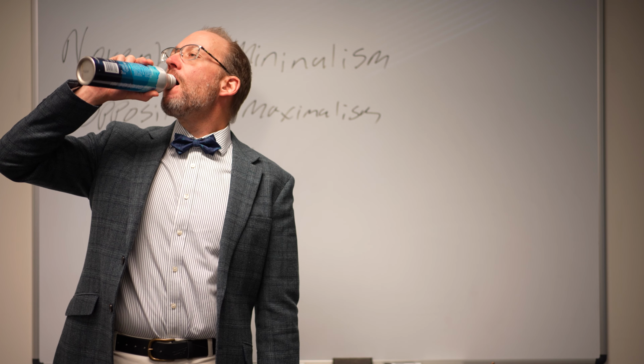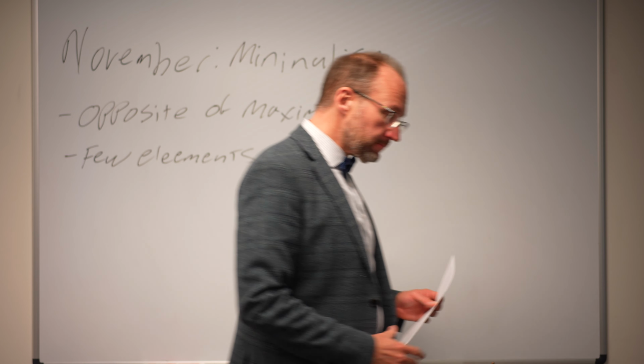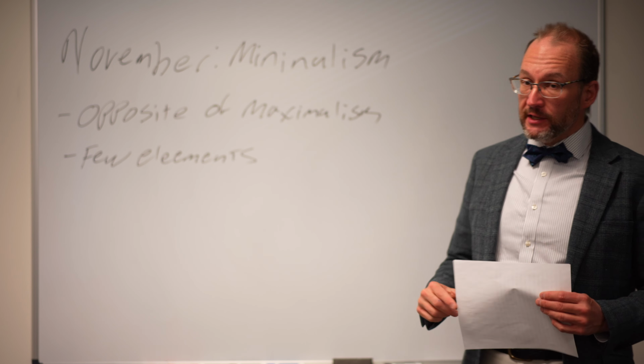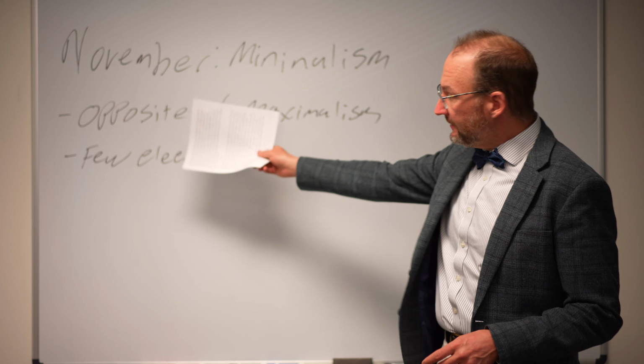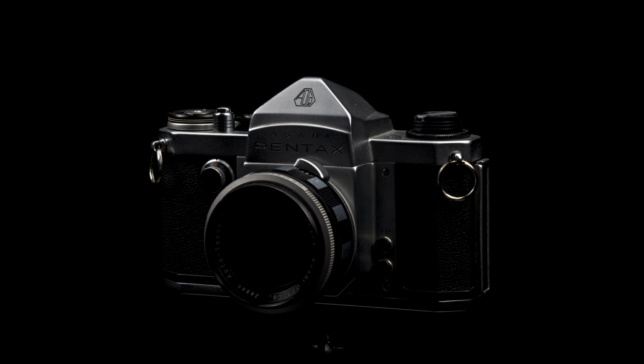This month, we're looking at minimalism, which is the opposite of maximalism. What? I thought that was a great way to describe it. Okay, what does that mean? It means it has very few elements. Minimalism seeks to remove as many elements from an image as possible, right? So you're going to have the fewest things you can have and still tell a story with the image.